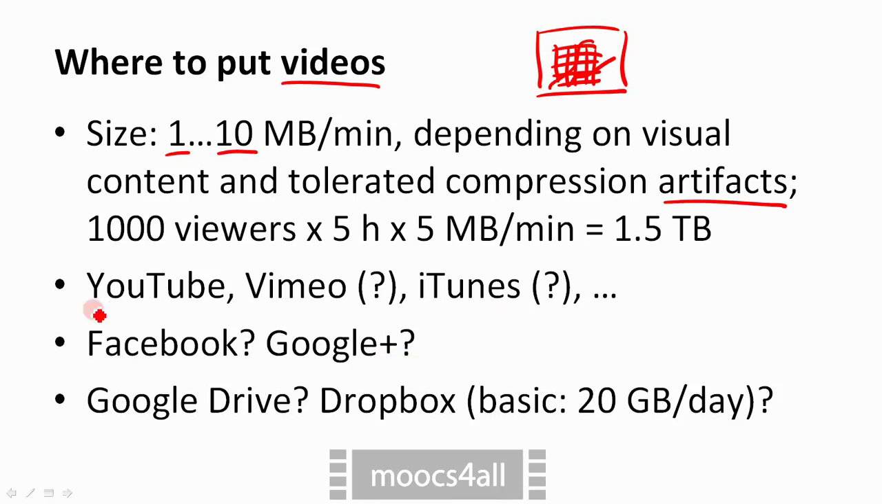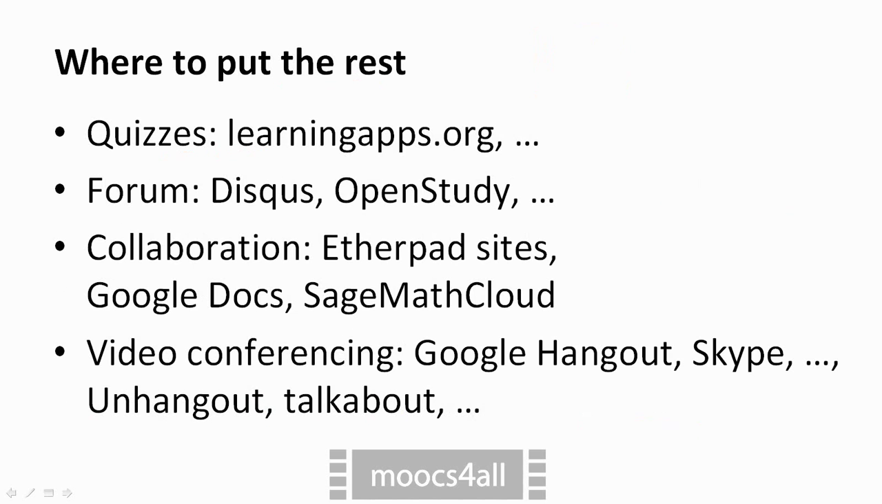If you're worried about the rights that you have to grant YouTube or Vimeo, or if you're worried about advertisements, and if you want your users to be able to download those videos, for instance for mobile viewing, then Google Drive and Dropbox may be an option. There is one caveat though. Dropbox has a download limit of 20 gigabytes per day. Google Drive most probably has a similar one, which is not specified that closely.